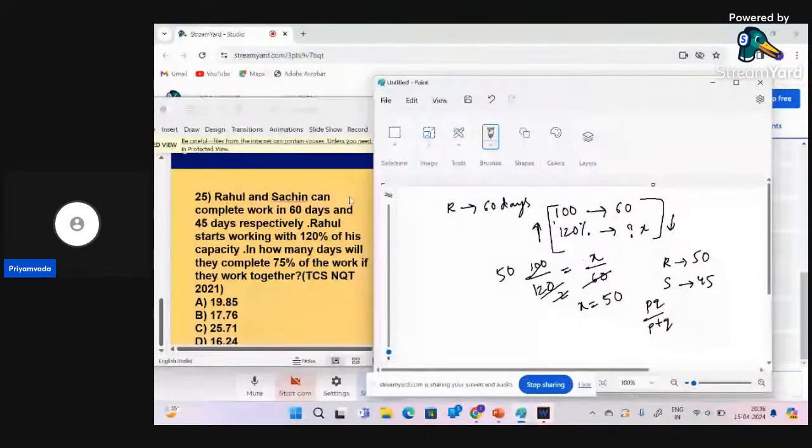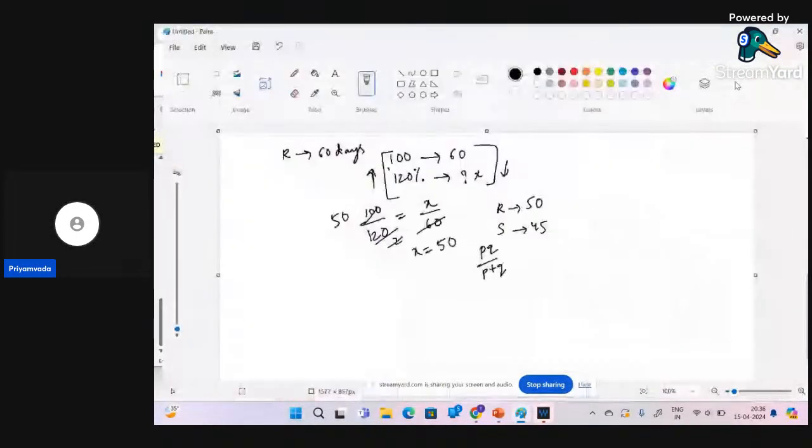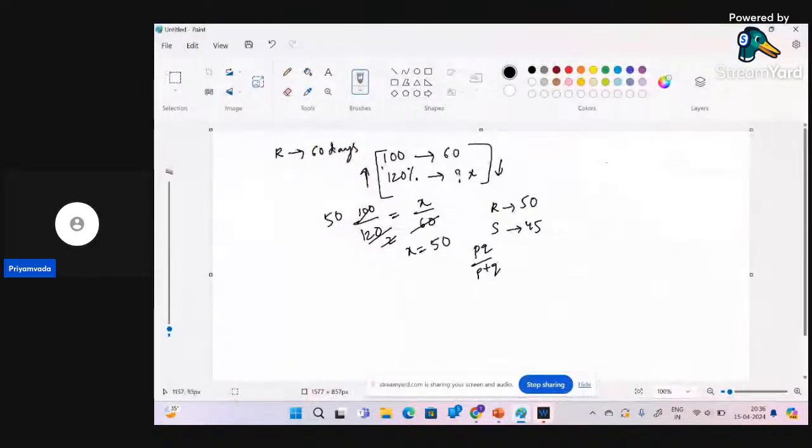I'm making the screen bigger, just so I can make a better solution here. So yes, 50 into 45 by 50 plus 45, that is 95, right? 50 into 45 by 95 is the time taken for both of them to complete the 100% of work. But what are they asking? The time taken to complete the 75% of the work. They are not asking us the entire time taken. For them to complete 75% of the work, how many days are required?